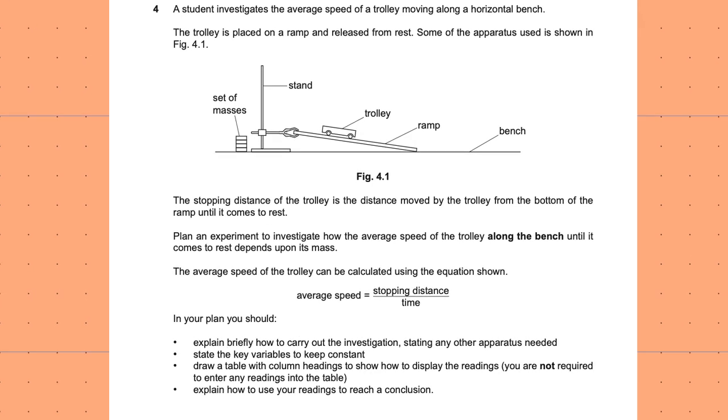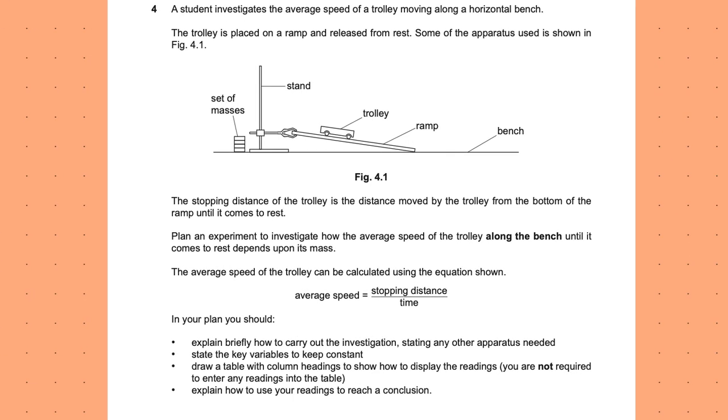Question number 4. A student investigates the average speed of a trolley moving along a horizontal bench. The trolley is placed on a ramp and released from rest. Some of the apparatus used is shown in 4.1. So you have the masses, you have a stand from which this ramp is clamped, and down this ramp slides the trolley, and then it goes off on the bench.